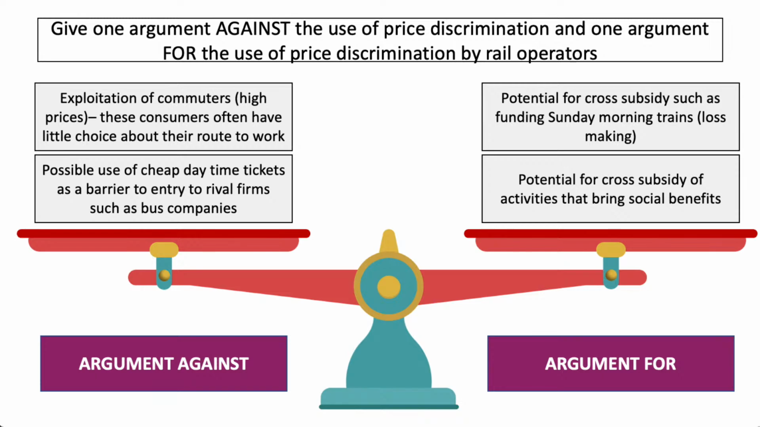Now, before John clicks off this question, I really, really want you to download this PowerPoint and think about this question, but substitute in, instead of rail operators, electricity companies using price discrimination, with perhaps prepayment meters, charging more for those. Why is that allowed? Are there benefits, and are there arguments for and against?